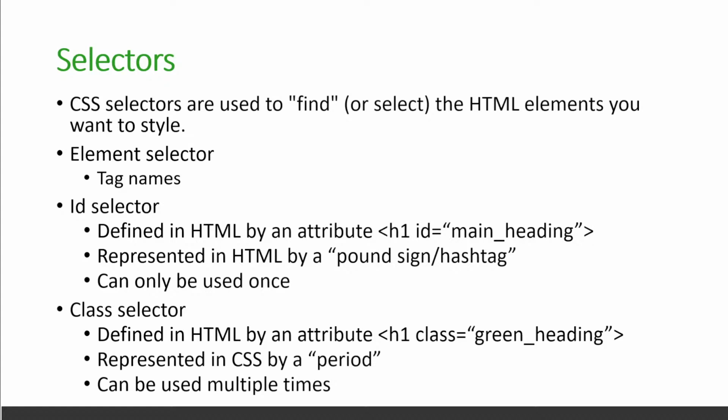So an ID selector, in our HTML, we just put ID equals, and then in quotes, before the greater than symbol, we just put the name of the ID that we want there. And we can only use one particular ID for one particular element in a page. That makes the ID the most specific CSS selector that can exist.